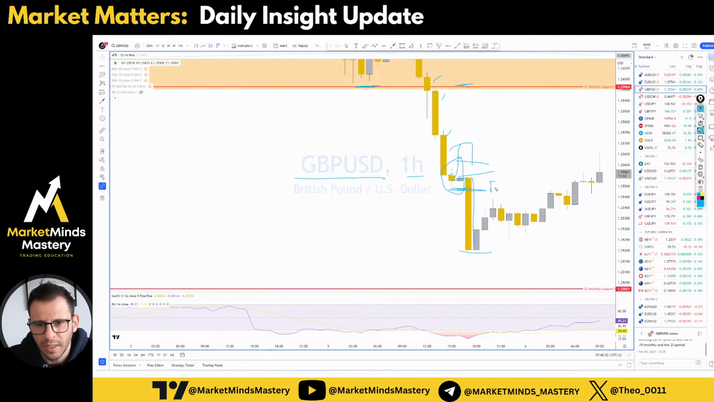Usually we put an entry point below the low of the previous candle, and we place our stop loss above the high of the previous candle.